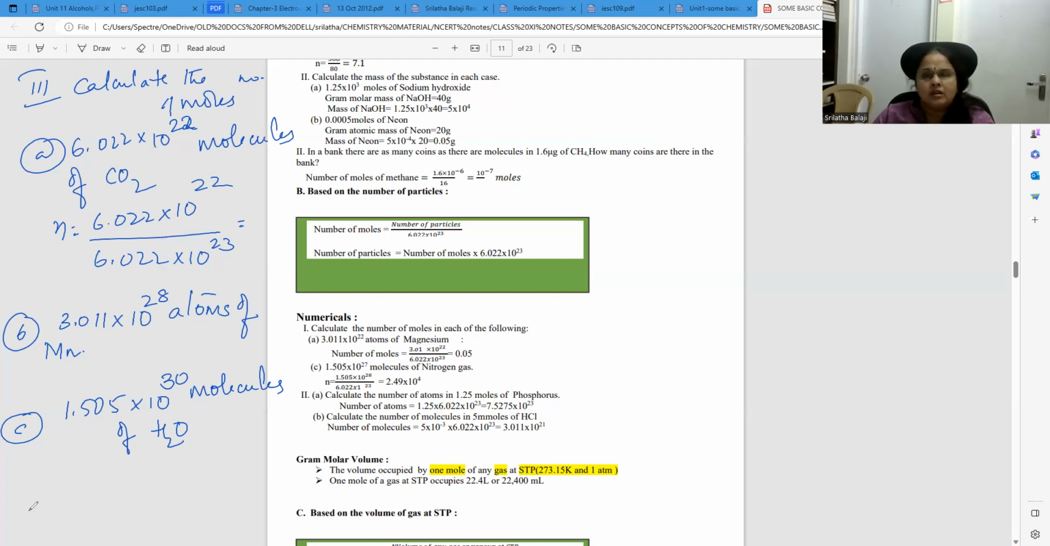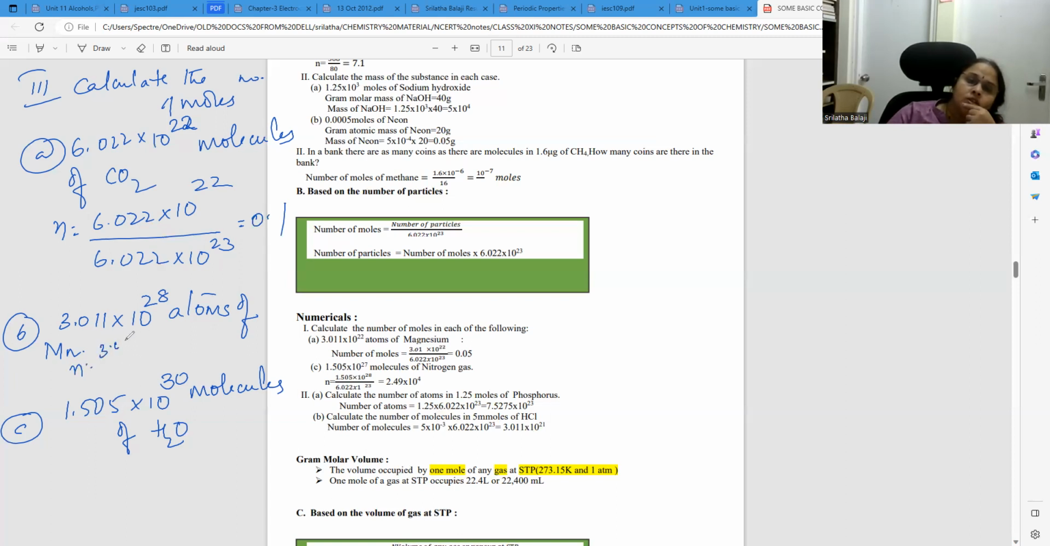Come on, students. Why are you taking such a long time? I mean, are you solving everything and answering me? So what is N? 6.022 into 10 power 22 divided by 6.022 into 10 power 23. How much is this? 0.1. Next.